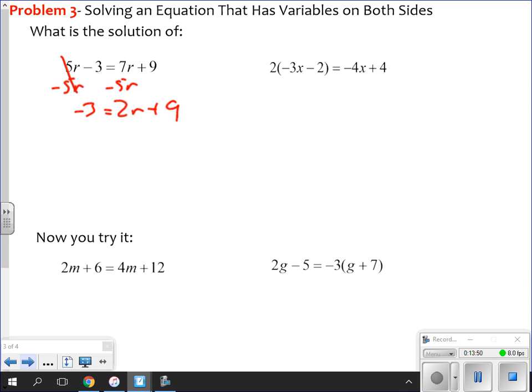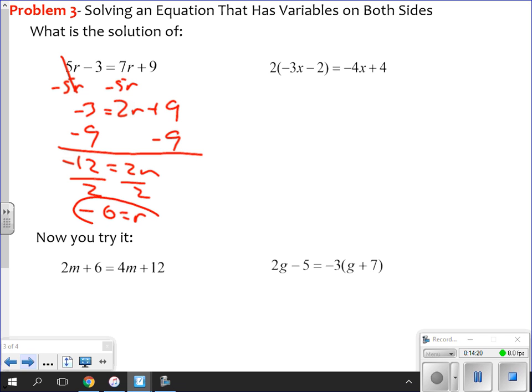Okay. And now I've worked the problem. Subtract 9 from both sides. Negative 3 plus negative 9 is negative 12 equals 2R. Now what do I do? Divide by 2. And I get negative 6 is equal to R. So my final answer is negative, but I didn't have to divide by a negative. I divided by a positive 2.